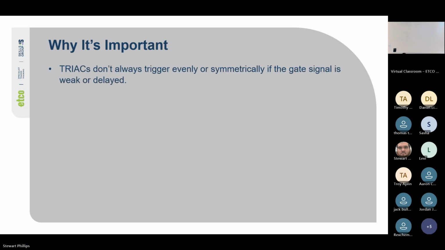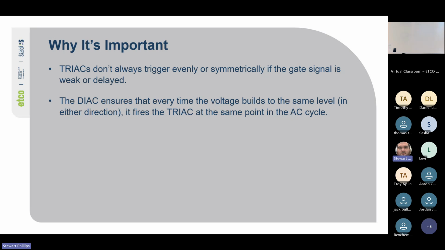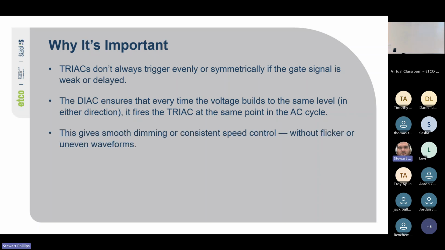So why it's important. Triacs, which we'll look at soon, don't always trigger evenly or symmetrically if the gate signal is weak or delayed. So the diac ensures that every time the voltage builds up to the same level in either direction, it fires the triac at the same point in the AC cycle. This gives smooth dimming or consistent speed control without flicker or uneven waveforms.